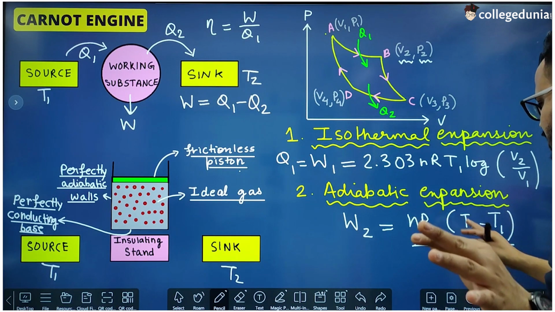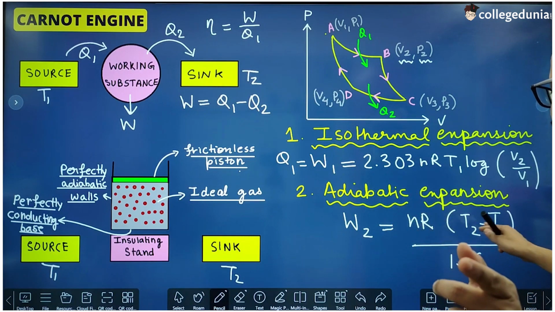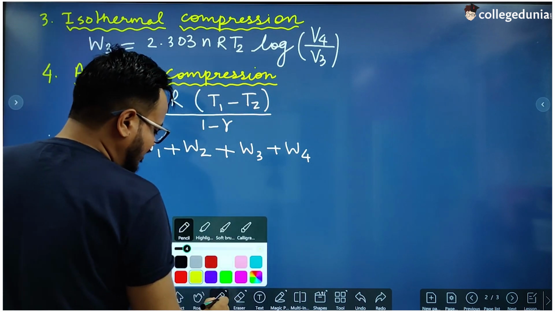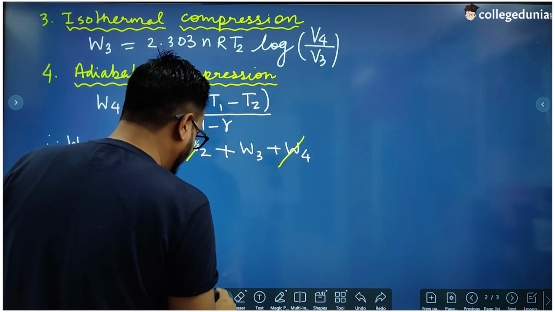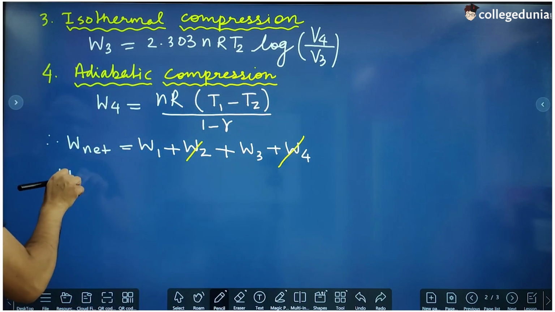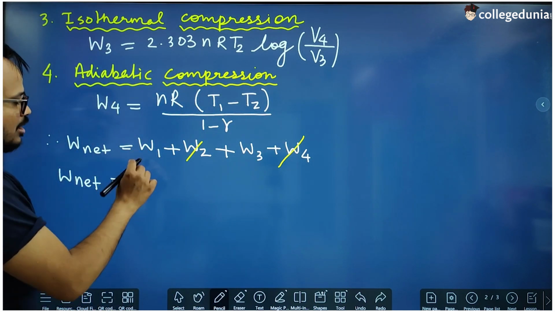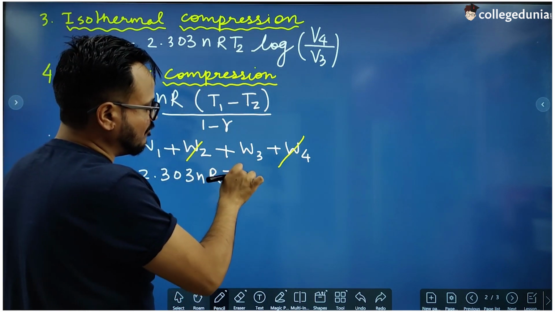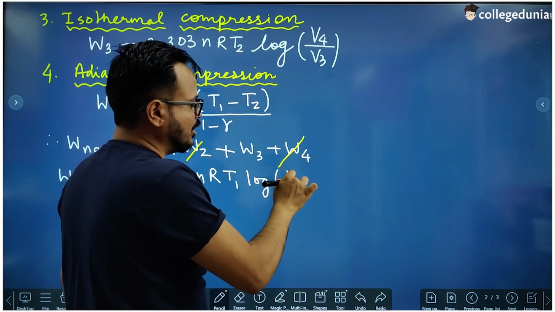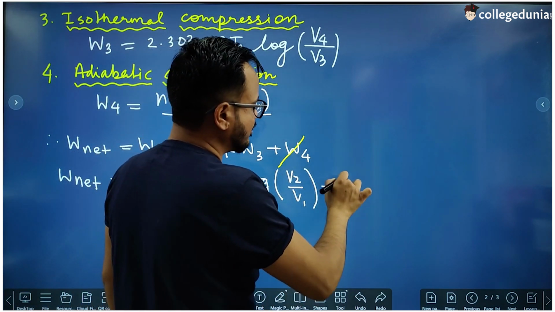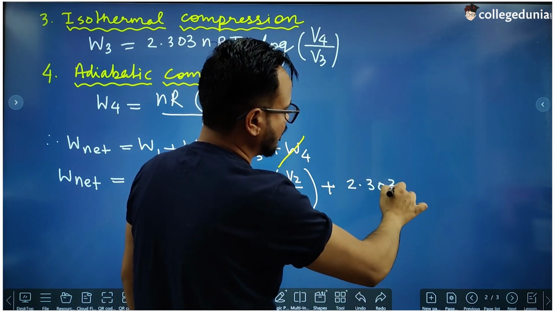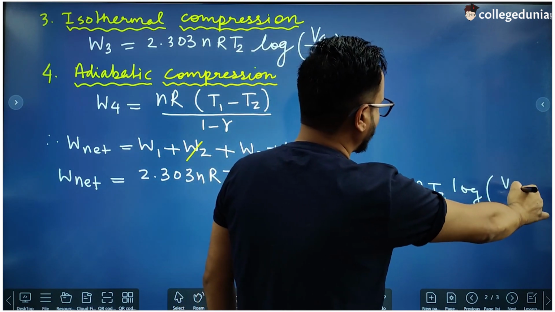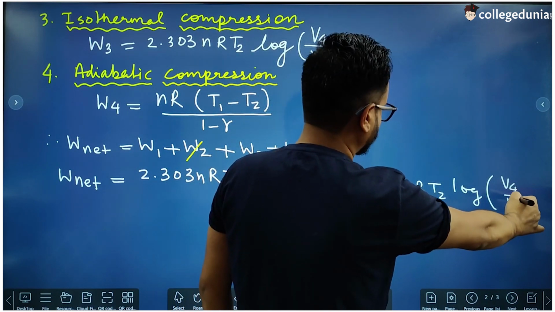This is T2 minus T1, rest everything is same. In W2 and W4, this is T2 minus T1, but that one is T1 minus T2. So if we add these two, W2 and W4 will get cancelled out. So net work done is simply W1, which is 2.303 nRT1 log V2 divided by V1, plus W3, 2.303 nRT2 log V4 by V3.